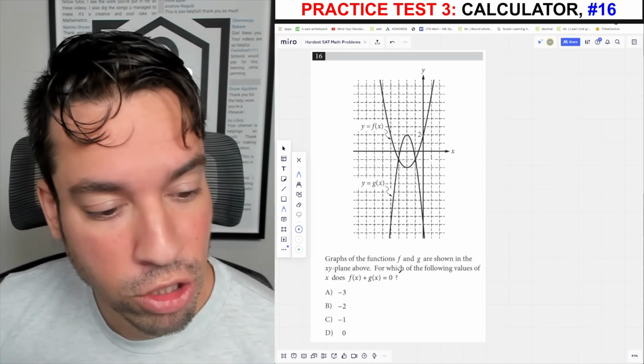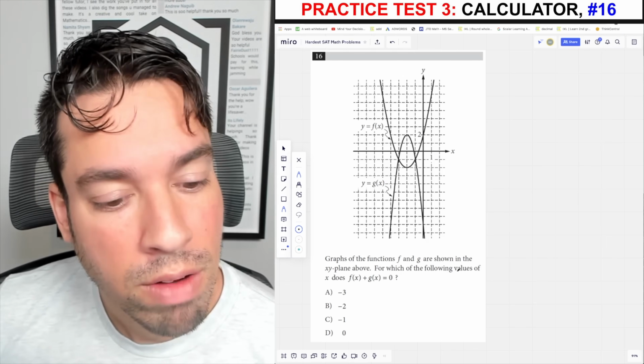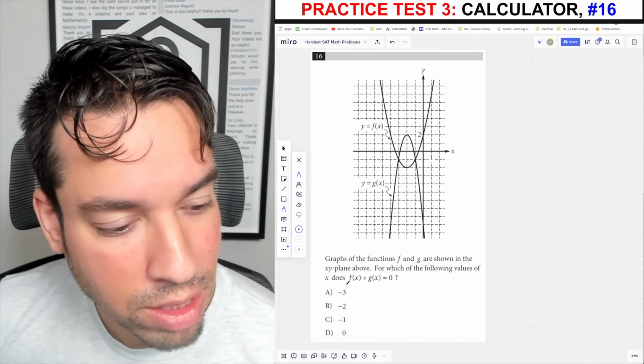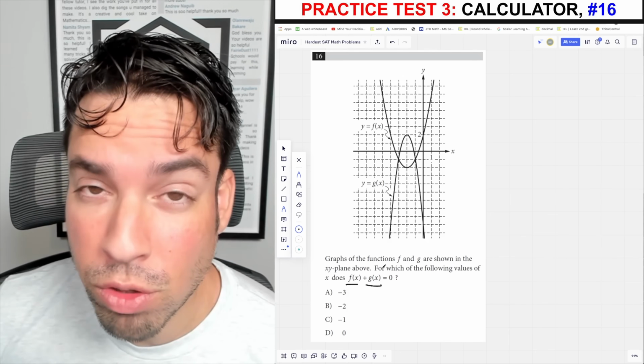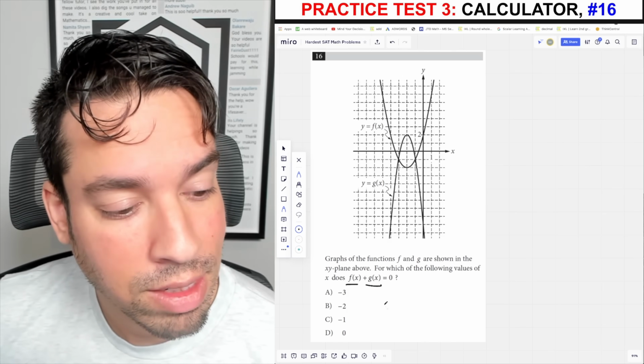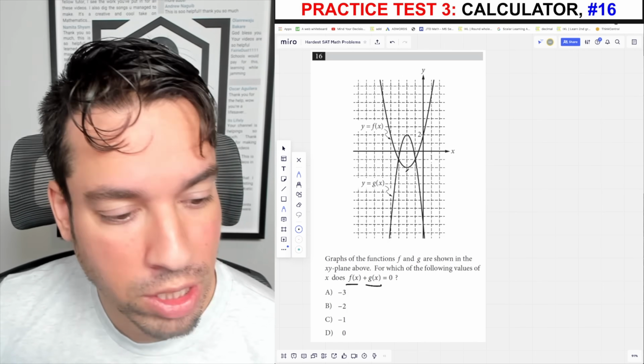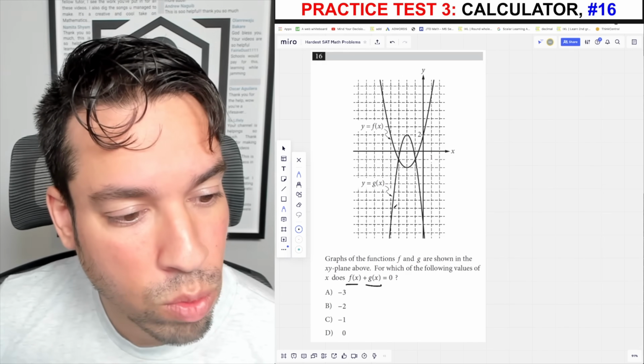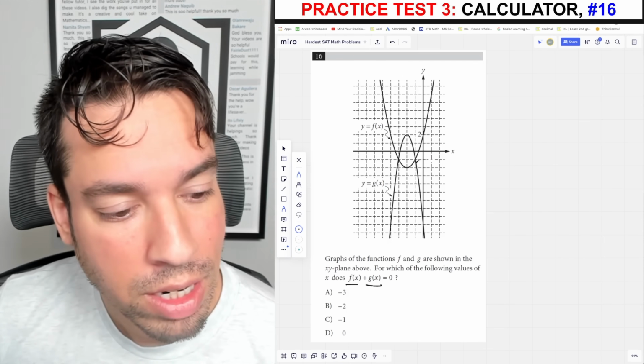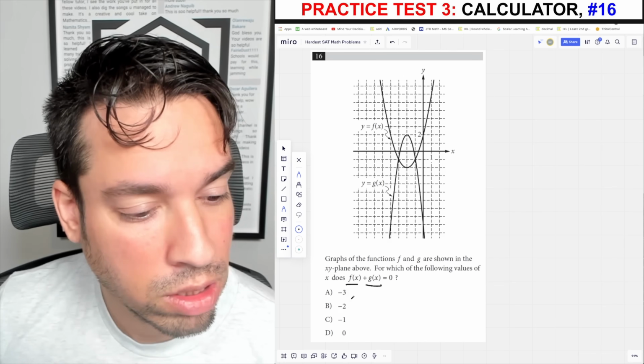So this says graphs of the functions f and g are shown in the xy plane. For which of the following values of x does f of x plus g of x equal 0? So first of all, what is that saying? That's saying when is the y value of this function, that's what it means by f of x, plus the y value of this g of x function equals 0. Okay, so let's look at some of these options.